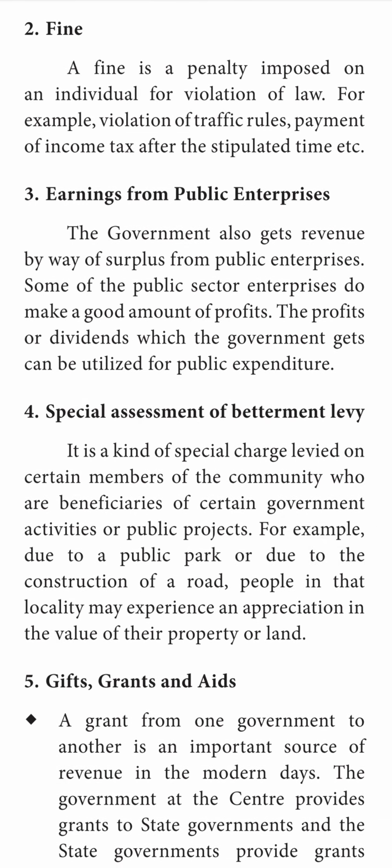Next, earnings from public enterprises. The government also gets revenue by way of surplus from public enterprises. Some of the public sector enterprises do make a good amount of profits. The profits or dividends which the government gets can be utilized for public expenditure. There are so many public enterprises, for example, the sugar industry, transport system, everything, isn't it? Whatever income they get from that won't come as a tax. It is non-tax resources alone.